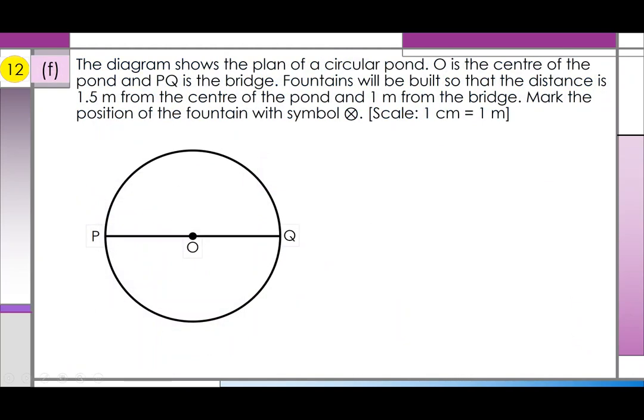Okay, question F. The diagram shows the plan of a circular pond. O is the center of the pond and PQ is the bridge. Fountains will be built so that the distance is 1.5 meters from the center of the pond and 1 meter from the bridge. Mark the position of the fountain with scale 1 cm to 1 meter.